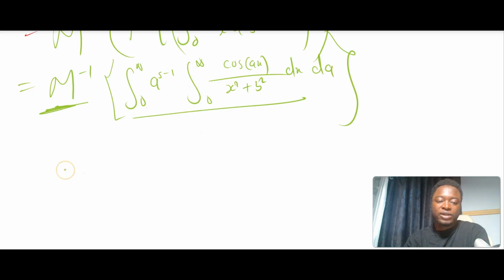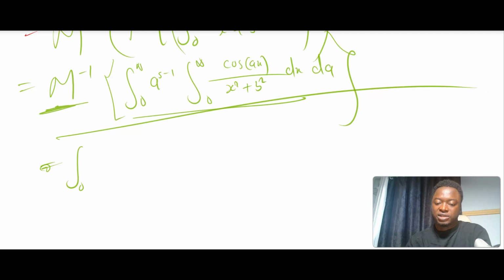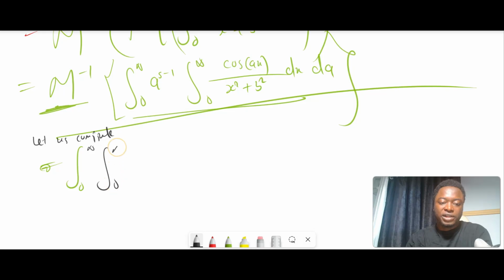So we have the double integral from 0 to infinity. Let's start on a fresh new page and let's change color. So let us compute this double integral, which is the integral from 0 to infinity times the integral from 0 to infinity of what?